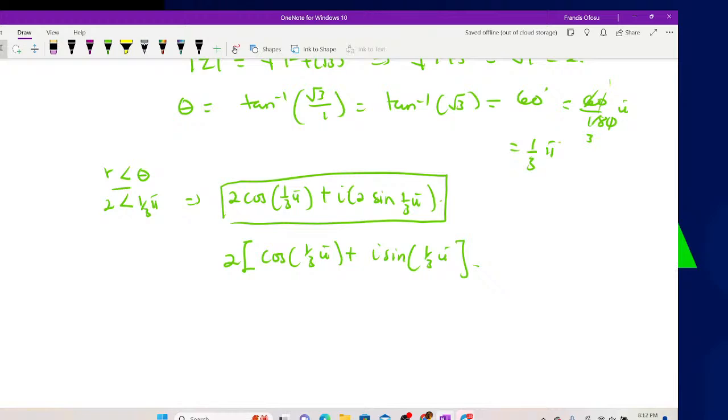You need your r, you need your theta. Simple like that. In the exponential form or the Euler's form, r e to the power i theta, we simply get our r, which is 2, e to the power i, and the theta is now pi on 3, that is 1 over 3 pi. So you simply get 2 e to the power pi on 3 i. And this is also the exponential representation.